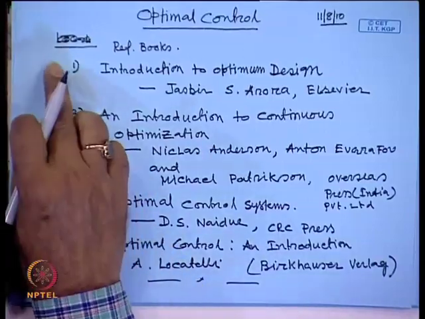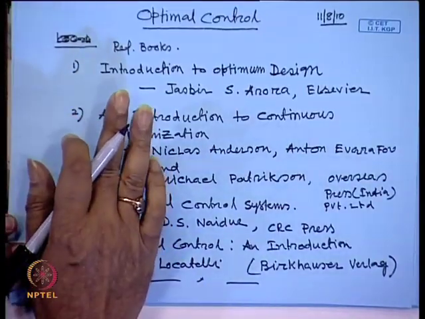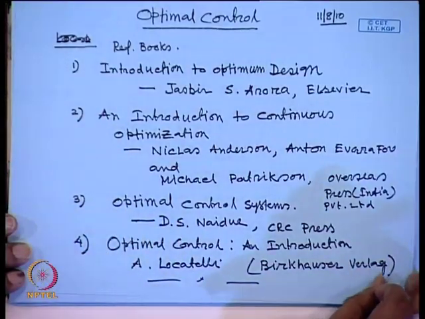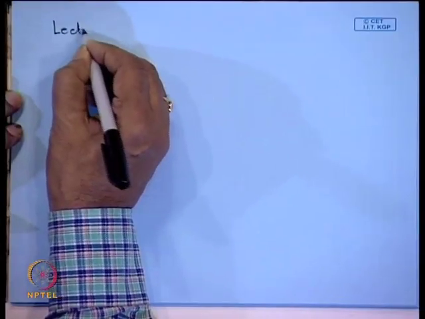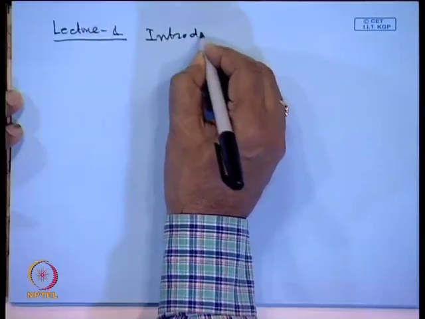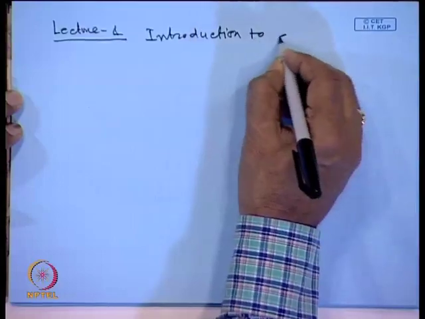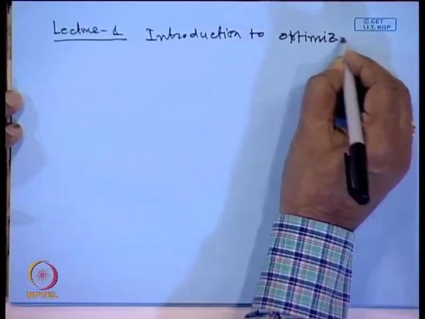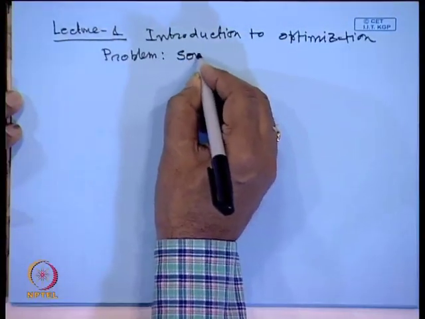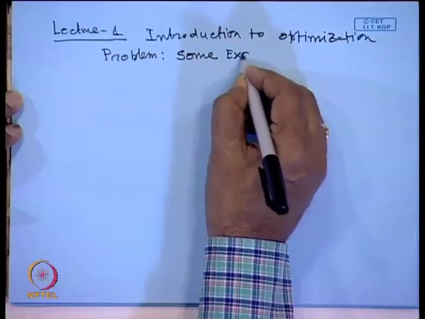So, as I just mentioned, the first two books will cover the static optimization problems, and the third and fourth books are for the dynamic optimization problem. Before we start optimal control problems, we will first discuss what we mean by the optimization of a function. So our first lecture is an introduction to the optimization problem, and we'll explain with some numerical examples.